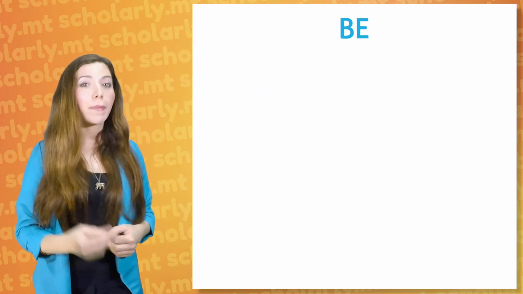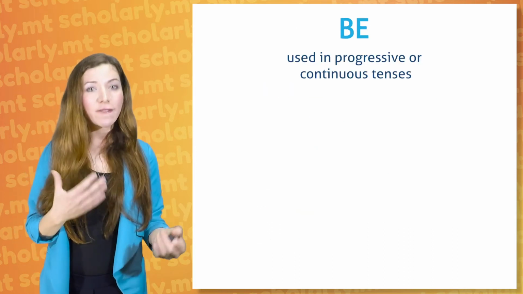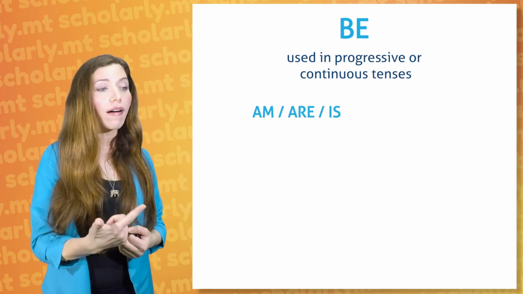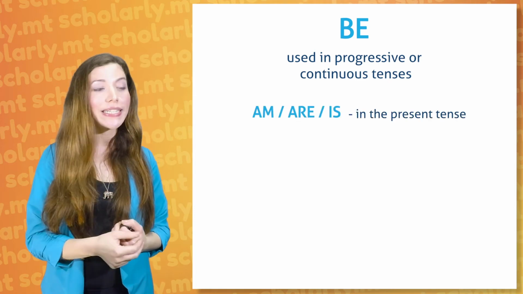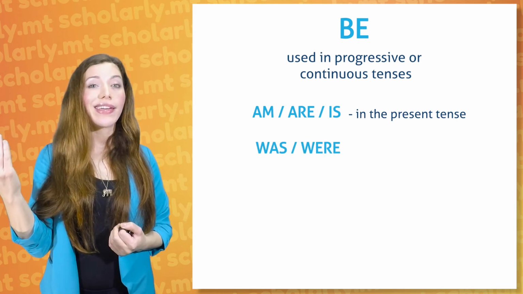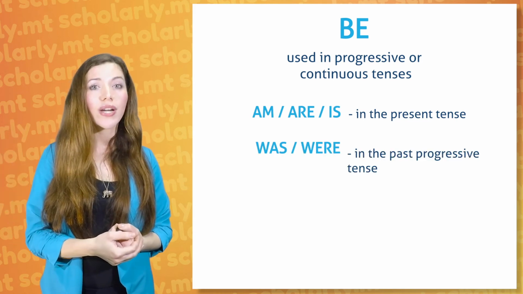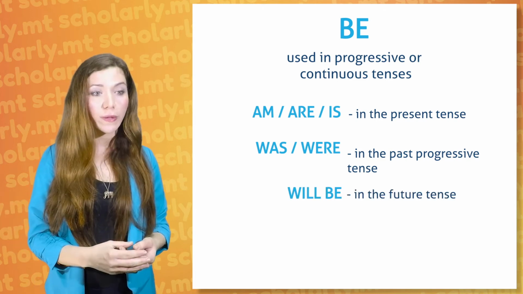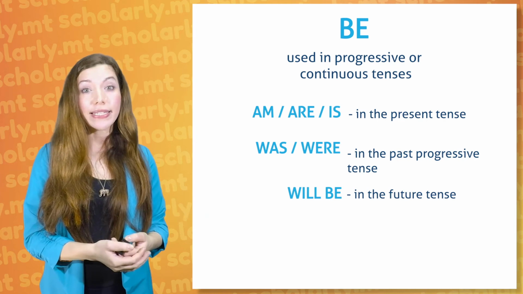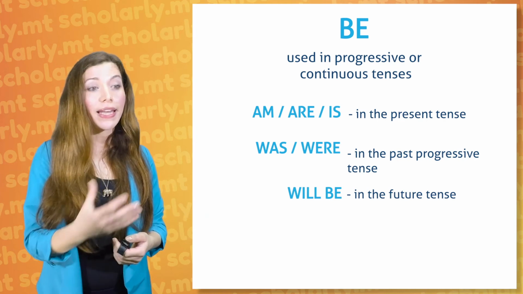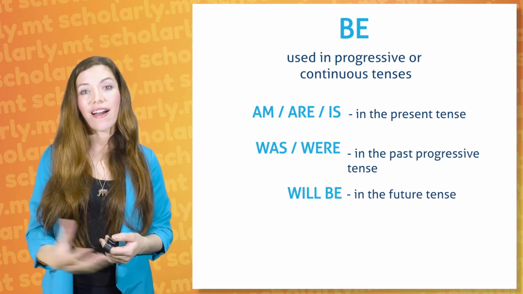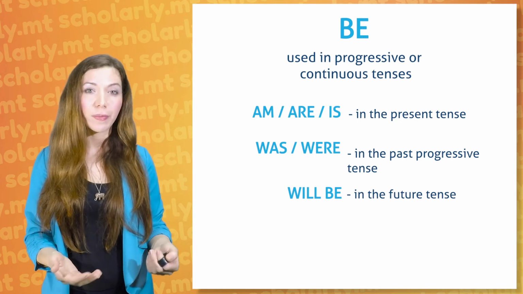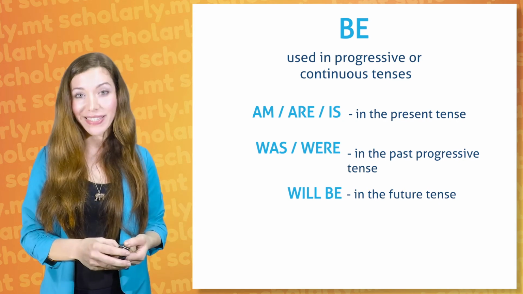The auxiliary verb be is used in progressive or continuous tenses. So we would say am, are, or is in the present, was or were in the past progressive tense, and will plus be for future forms. So the main verb is in the ing form, and the be is helping out the main verb. Remember, an auxiliary verb is a helping verb. It's helping the main verb of the sentence.